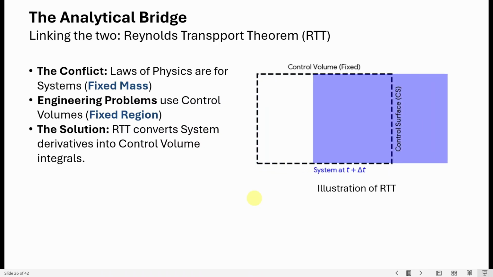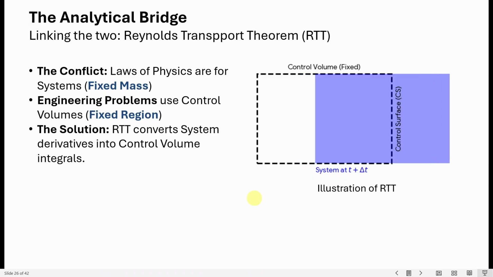apply these five fundamental laws that are usually applied to a closed system so that they are applicable to the control volume approach? Okay, so the conflict is that the laws of physics, the five laws that we talked about just now, are meant to be used for a system where the mass is fixed. But in our case, most of the time we are going to use the control volume approach, where the mass is not fixed, rather the control volume, the region, is fixed.